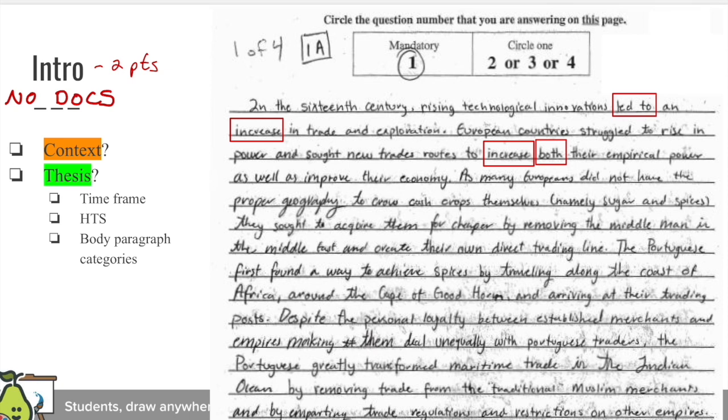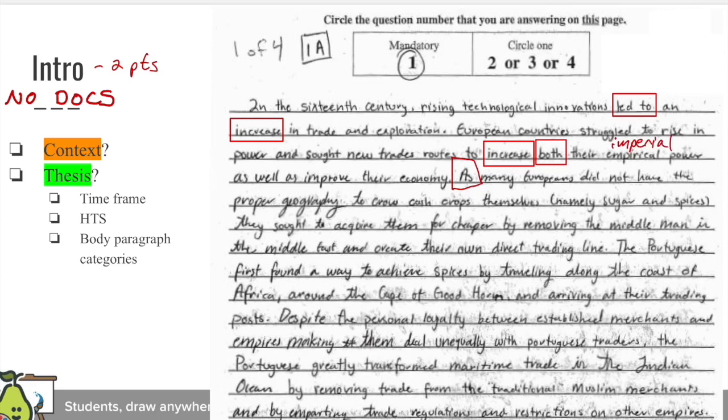European countries struggled to rise in power and sought new trade routes to increase both their empirical power, and by this they just mean empire, not empirical as in science-based, so a little bit of a grammar issue there. Their empire's power, as well as improve their economy.